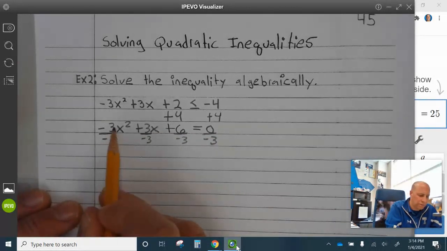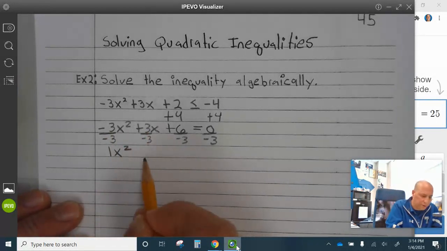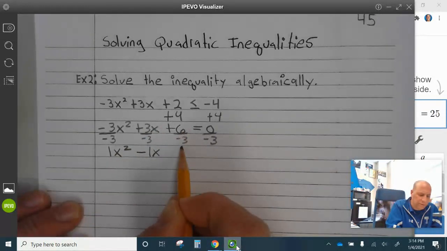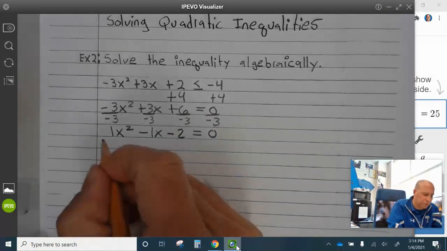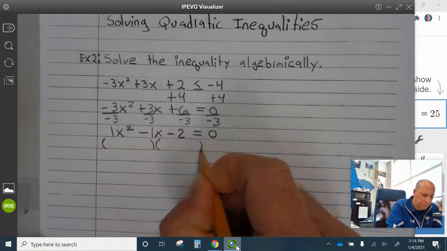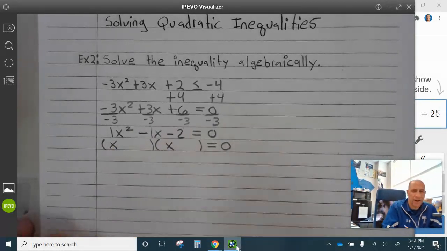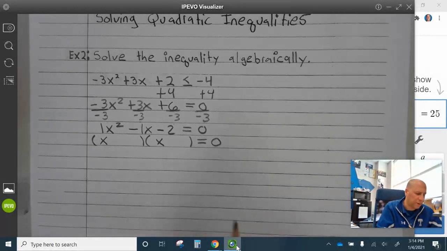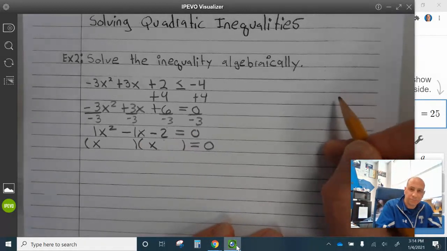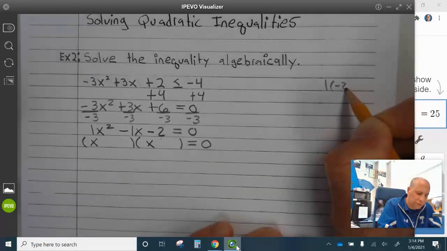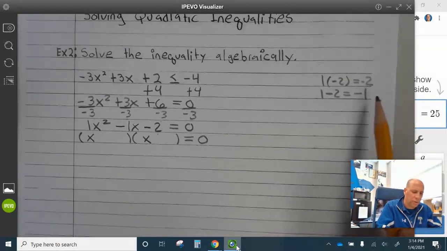Well, -3 divided by -3 is 1, so that's 1x squared. 3 divided by negative 3 is a minus 1x. 6 divided by negative 3 is negative 2, and that's equal to 0. Now we can factor. We know 2 parentheses equal to 0, we know x and x make x squared. Now we need to find all the combinations that multiply to give you negative 2 and combine to be negative 1. So 1 times negative 2 is negative 2. 1 minus 2 is negative 1. We have our negative 2, negative 1.